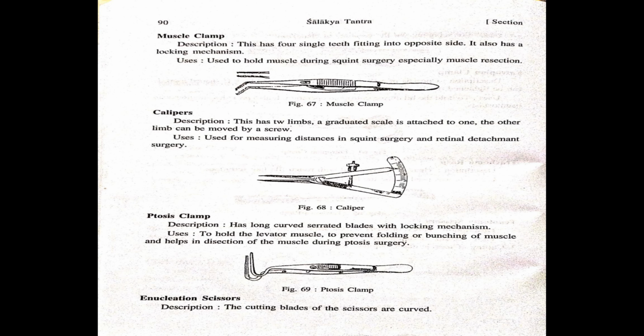Enucleation scissors. Description: the cutting blades of the scissors are curved. Uses: for cutting the optic nerve in enucleation operation, keeping the curved surface towards the eyeball. Figure 70, enucleation scissors. Enucleation spoon. Description: spoon-shaped instrument with a cleft in the center. Uses: used to fix and pull the optic nerve in enucleation operation. Figure 71, enucleation spoon.